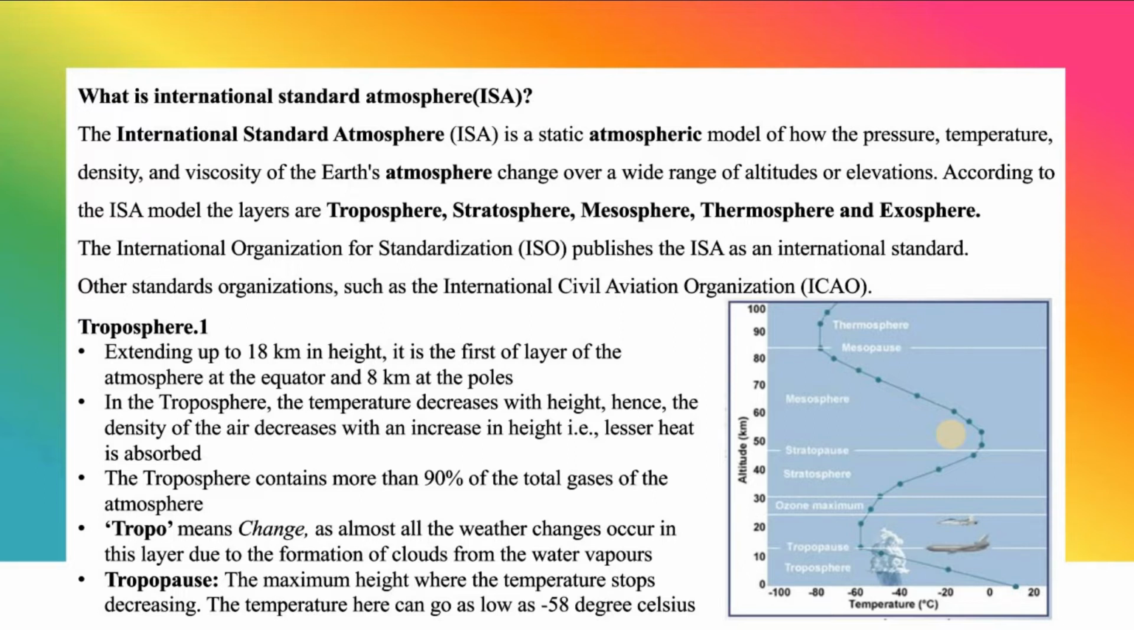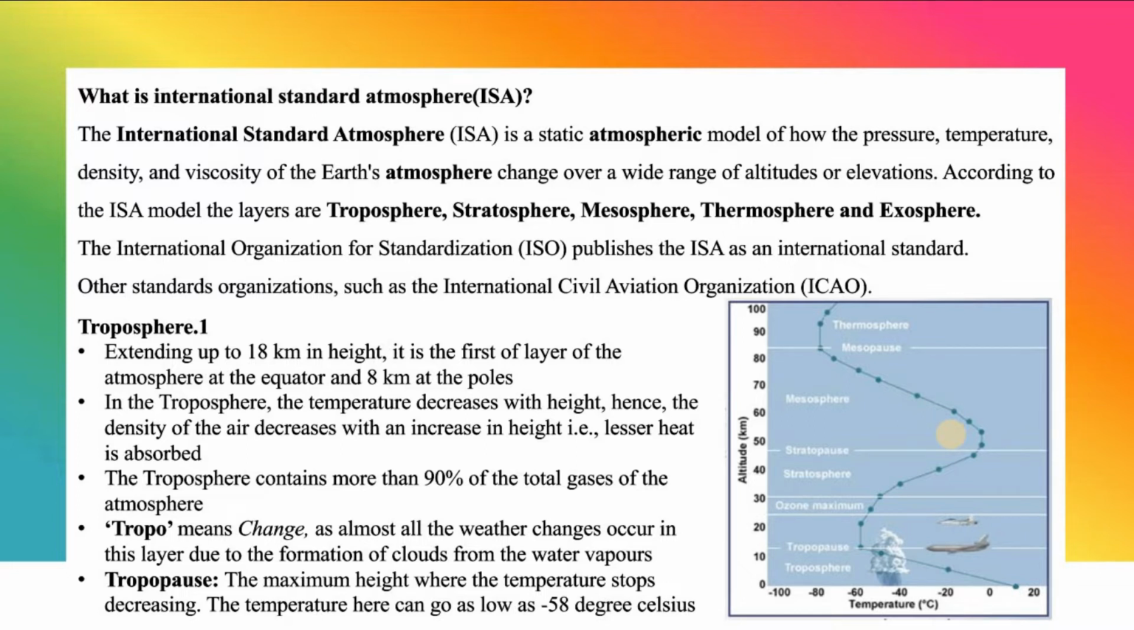The International Standard Atmosphere is a static atmosphere model of how the pressure, temperature, density, and viscosity of the Earth's atmosphere change over a wide range of altitude or elevation. According to the ISA model, the layers are troposphere, stratosphere, mesosphere, thermosphere, and exosphere. These five layers we already learned in our lower classes. So here we are going to discuss something more.